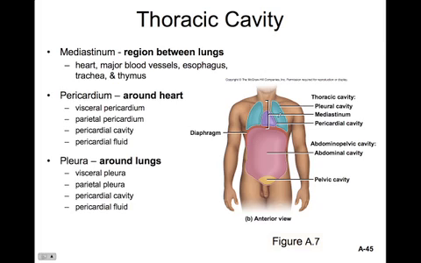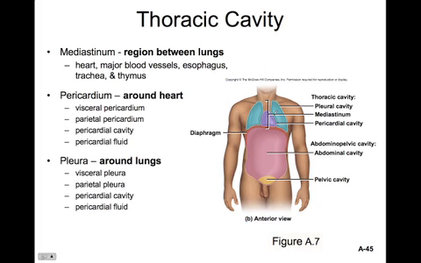It has the visceral pericardium, that's the membranous layer that's tightly bound around the heart. The parietal pericardium, which is a layer outside of the heart that lines the cavity the heart sits in. The cavity that the heart sits in is the pericardial cavity, and it's filled with pericardial fluid.